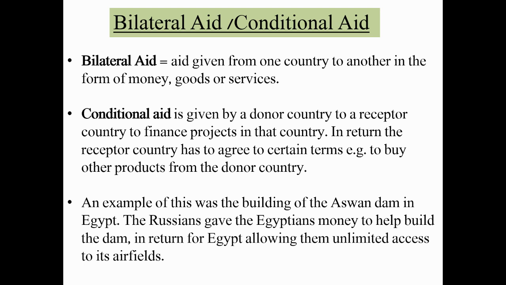Now, the Aswan Dam in Egypt is a really good example of this. Russia, which is a more developed country, gave the Egyptians money to help them build a dam. In exchange, Egypt allowed them unlimited access to air aid. Sometimes this isn't called conditional aid, sometimes it's called tied aid, because there's an English phrase, with strings attached. It means we'll do something for you, but you have to do something for us. So we'll give you this money on the condition that you give us this thing that we want.